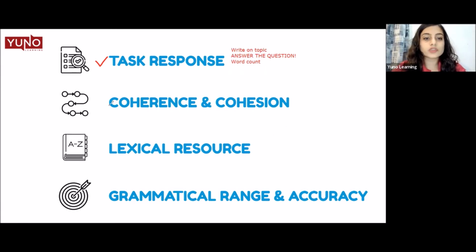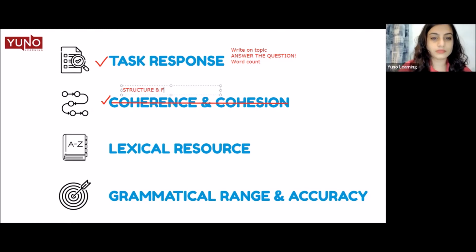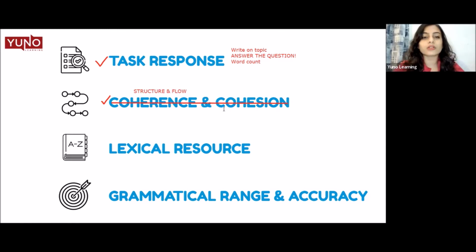The second thing which we have is coherence and cohesion, but I would like to simplify this and call this as structure and flow. So I'm going to do that. So let me write this down. Structure and flow is about the organization of the entire essay, but I would like to simplify and explain this in a little more detail. So let's have a look.